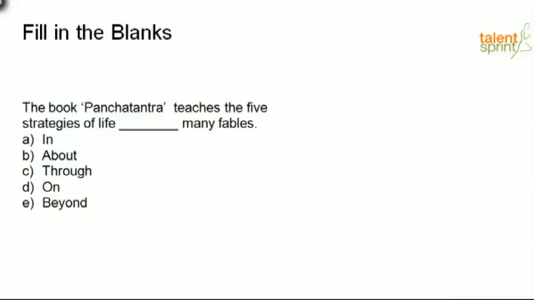Let's read the question. The book Panchatantra teaches the 5 strategies of life dash many fables. The options that we have are in, about, through, on, and beyond. Right? What's a common thing in all of these options? All of them are prepositions.